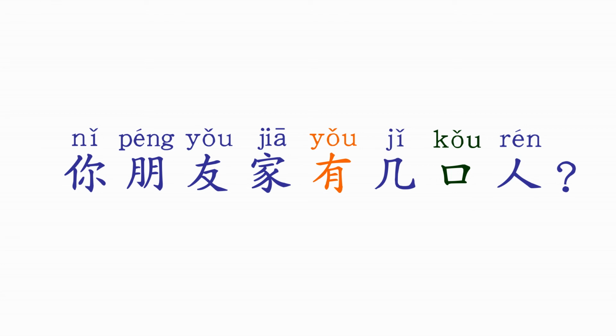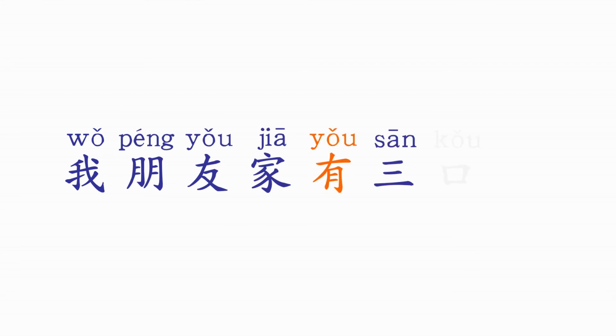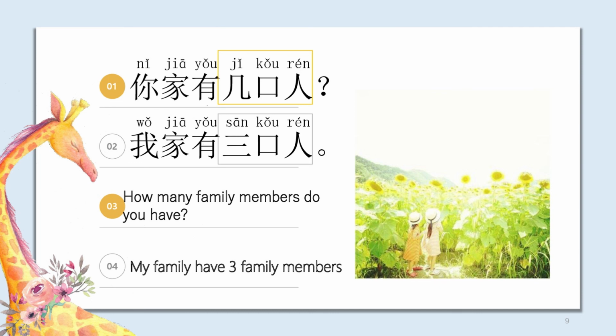Now I'll give you a few seconds to try to reply. Let's say we still use the word 3 until we learn the numbers in the next part. That will be 我朋友家有3口人。我朋友家有3口人。Okay, very good. So this is the end of our part 1, how to ask about someone's family members, the quantity.